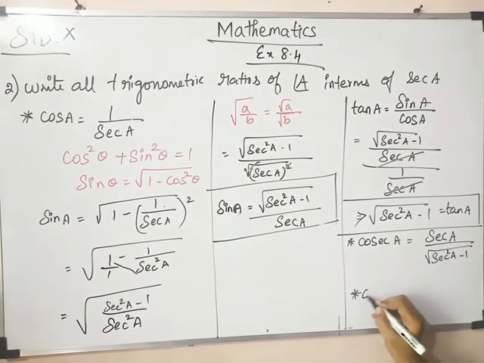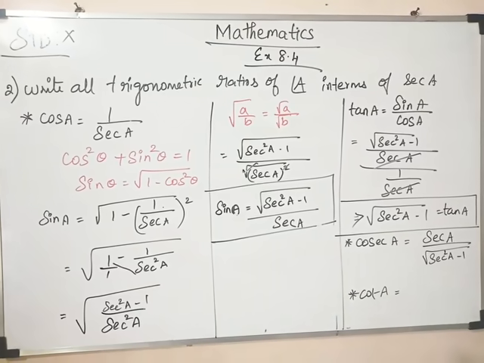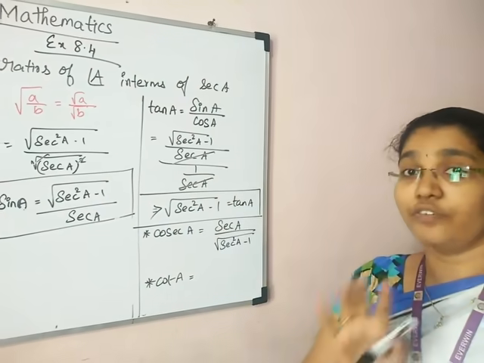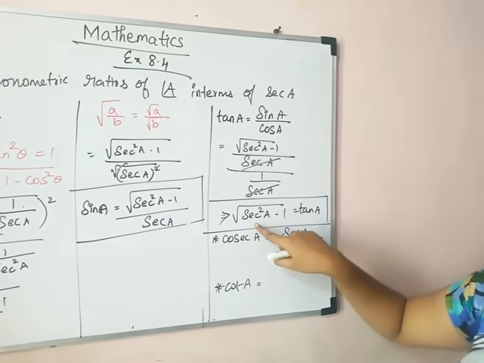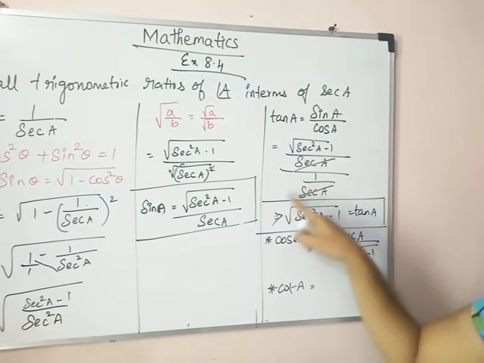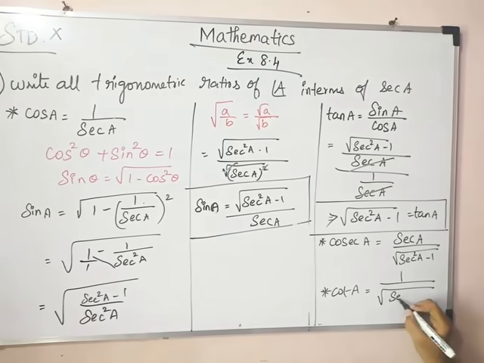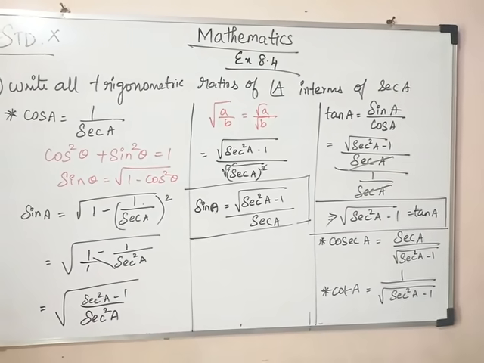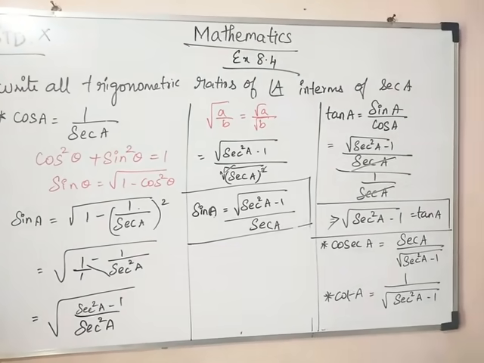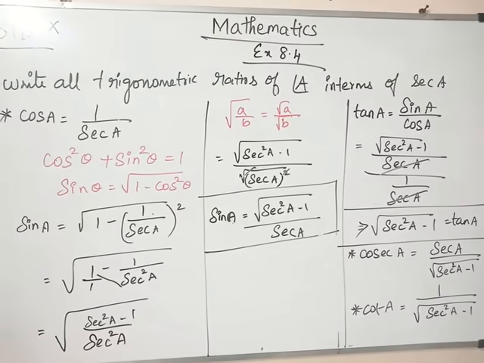And the last one, cot. Already you know cot is the inverse function of tan. So what is the tan value? Root of secant square A minus 1. So what is the reciprocal of this value? It is nothing but 1 divided by root of secant square A minus 1. So we have found all the trigonometry ratios in terms of secant.